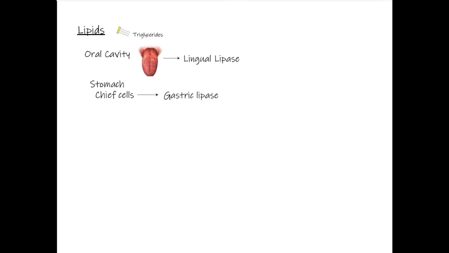Lipids also begin to undergo digestion within the oral cavity. At the back portion of the tongue are glands that release lingual lipase. As food continues to the stomach, chief cells within the stomach release gastric lipase. These enzymes work on the surface of the lipid molecule and begin the process of digestion of dietary lipids. Both lingual and gastric lipase act on the surface of these fat droplets, so the amount of triglyceride available to these enzymes is limited by surface area.